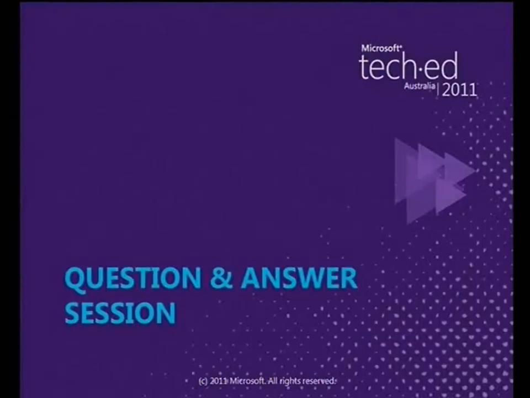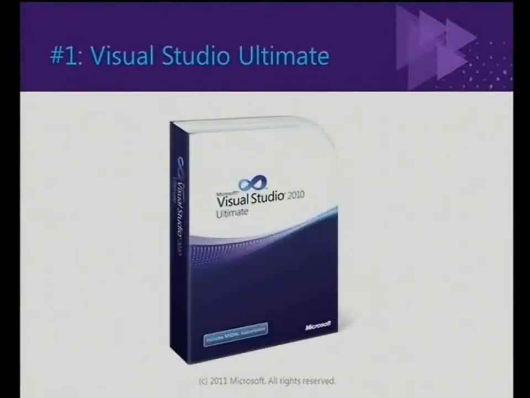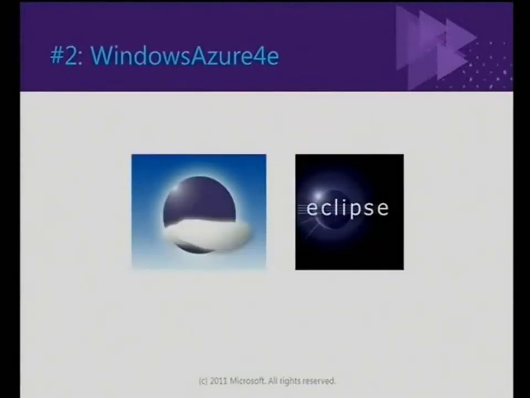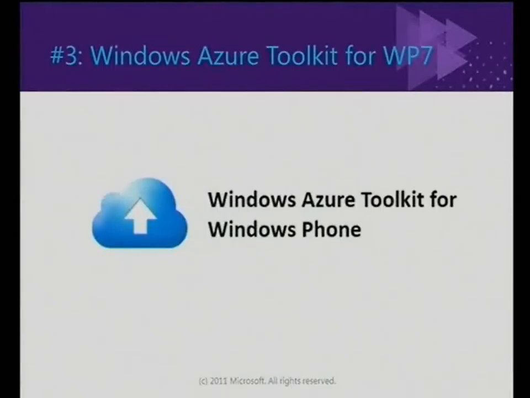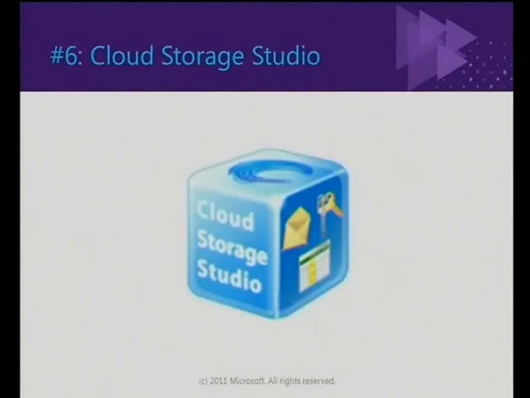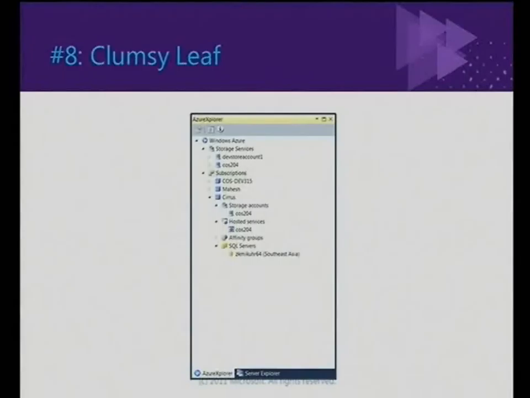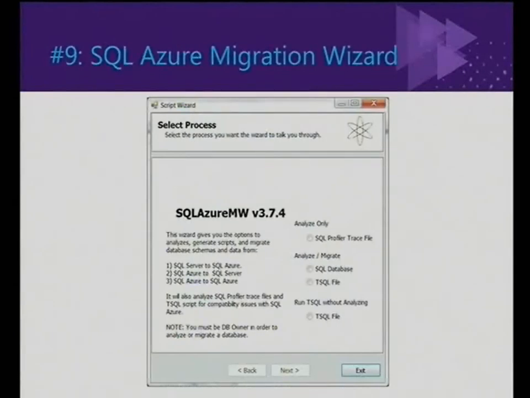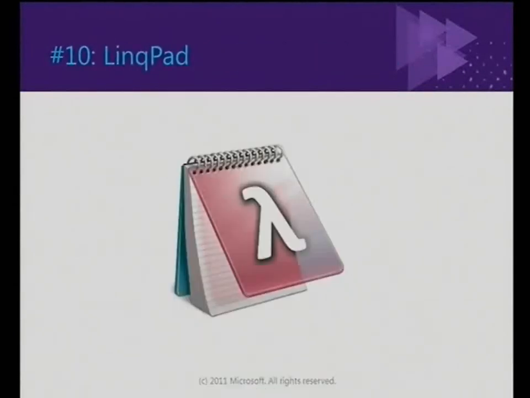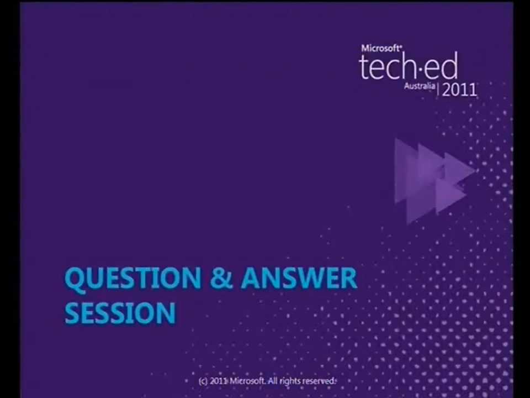Just to list all the tools one more time. Basically, we went through Visual Studio Ultimate. We looked at Eclipse and Windows Azure 4E, and then the Azure Toolkit for Windows Phone 7, and then we spoke about the Windows Azure Accelerator, PowerShell commandlets, and then we looked at a couple of the Cerebrata tools, CSS and Diagnostics Manager, and then we looked at Clumsy Leaf, the Migration Wizard, and finally LINQPad, and I threw in Fiddler as a bonus. Any questions?